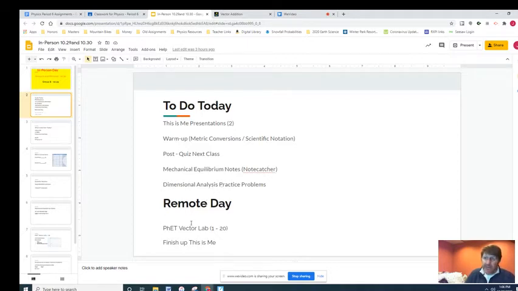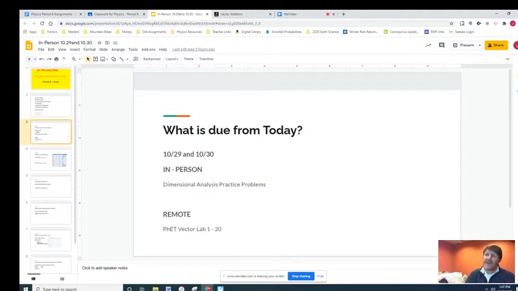For the remote day, so yesterday, if you are in the A group, you should have done the PhET Vector Lab 1 through 20. And again, this is super critical that you understand this, and then you can finish up your This Is Me, so it's ready to go beginning of next week. So then again, what's due? Dimensional analysis practice problems and the PhET Vector Lab.